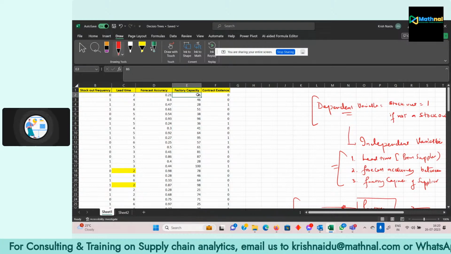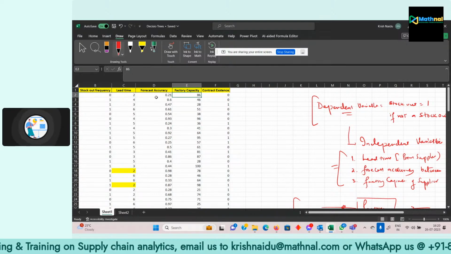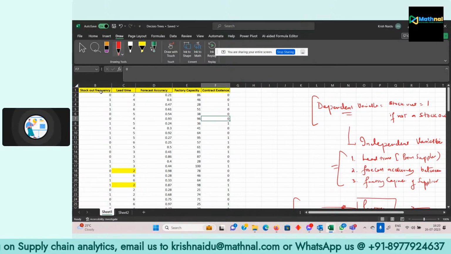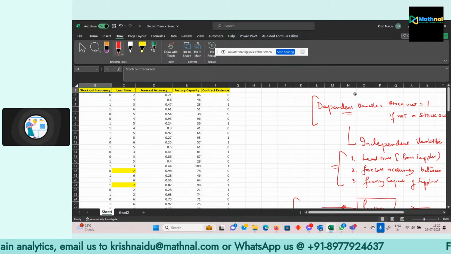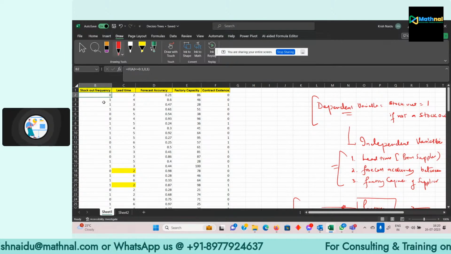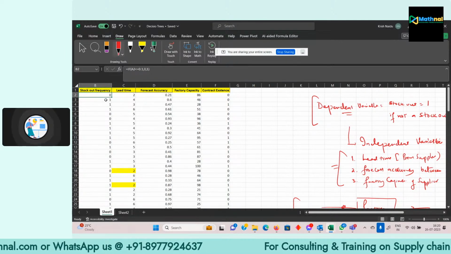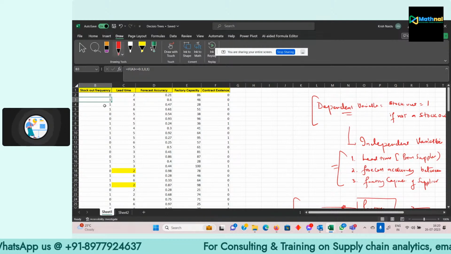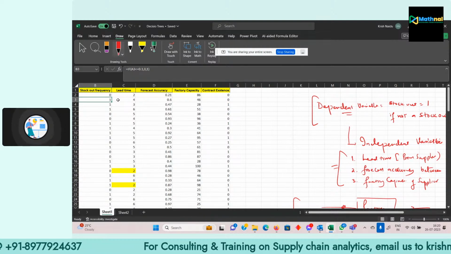Let's work first on the information gain and entropy. Then we'll see the Gini index. Now if you look here, my dependent variable, as I already mentioned, is stock out. Wherever we have a stock out, we'll mark it as 1, and wherever we do not have a stock out, we'll mark it as 0.